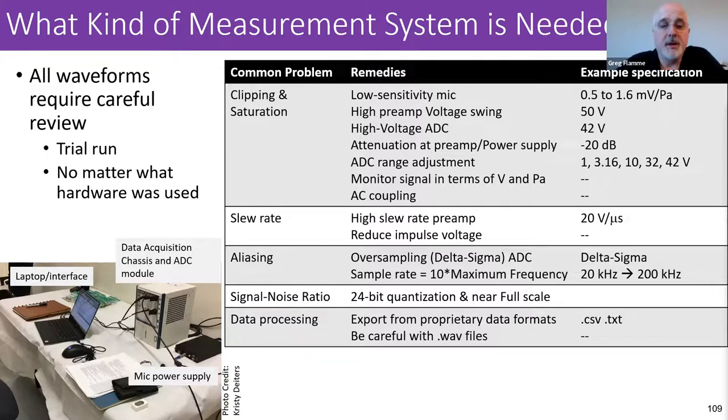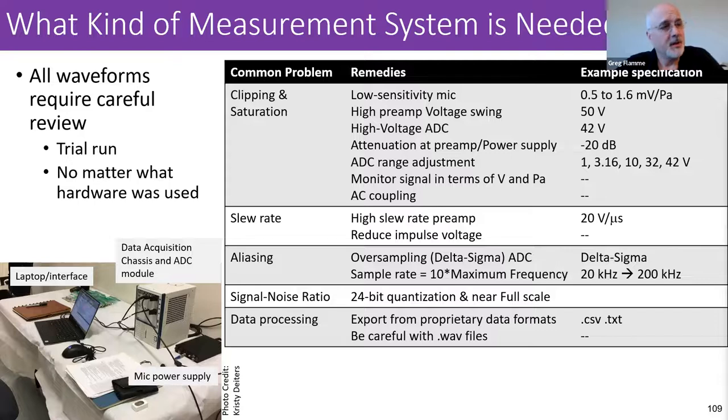Oversampling delta sigma approaches. I'm not going to get into the details of that, but your delta sigma analog to digital converter is actually sampling at a much faster rate than the nominal sampling rate. So if you set it to have a sampling rate of 200 kilohertz, it might actually be sampling at 10 to 16 times that. And then that nominal sampling rate needs to also be above the maximum frequency that you're looking for to get proper waveform resolution.